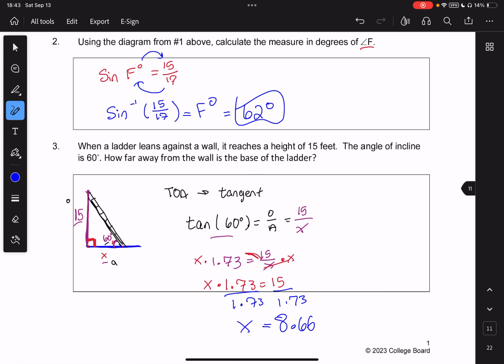8.66. And 8.66 what? What are our units? Feet. So how far away is the wall from the base of the ladder? 8.66 feet. That's what this is. 8.66 feet.